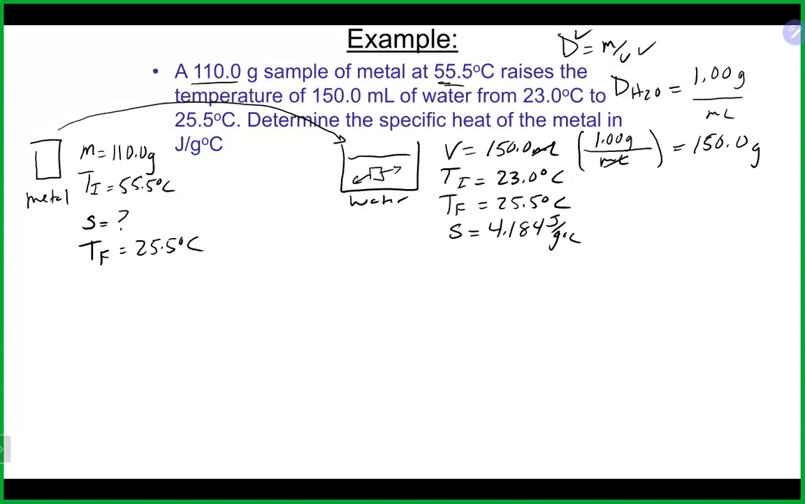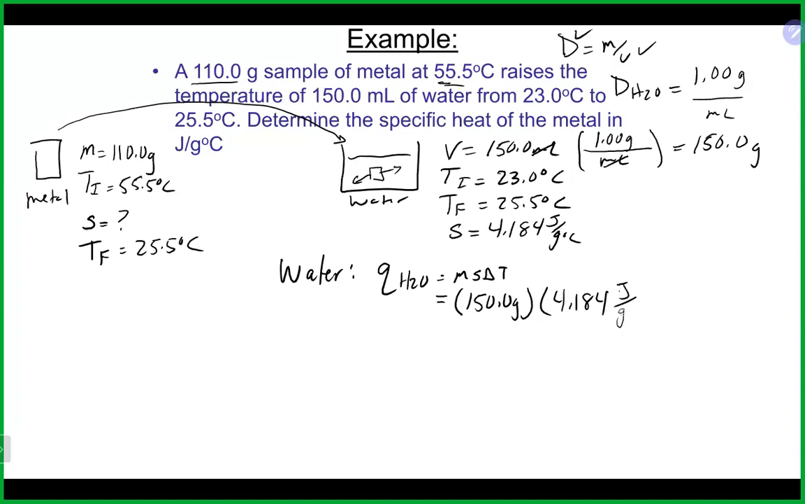All right. So now that we have everything, let's take a look at the water situation. So Q of the water in this case is m s delta T. Popping in our numbers, we have our mass of 150 grams. Again, not milliliters, but grams. Our specific heat capacity of liquid water, 4.184 joules per gram per degree Celsius. And our final temperature of the water, 25.5 minus our initial 23.0 degrees Celsius.